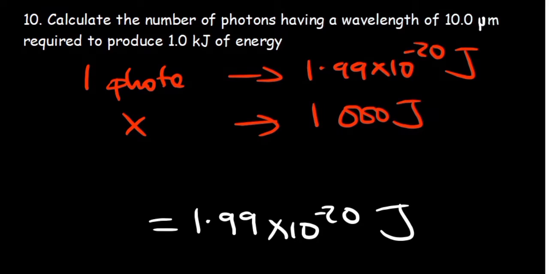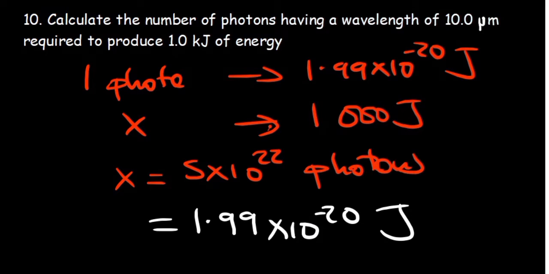So if you divide our answer into 1000, what we have is our value of x is going to be 5 by 10 to the power 22 photons. So that's the number of photons that are required to produce that amount of energy. That is a very, very big number.